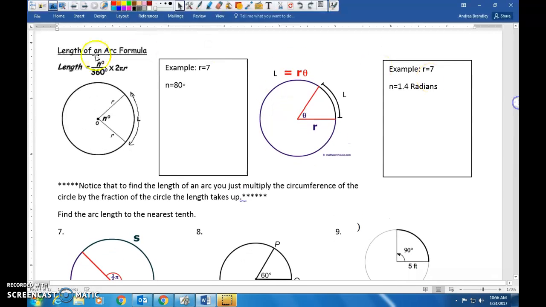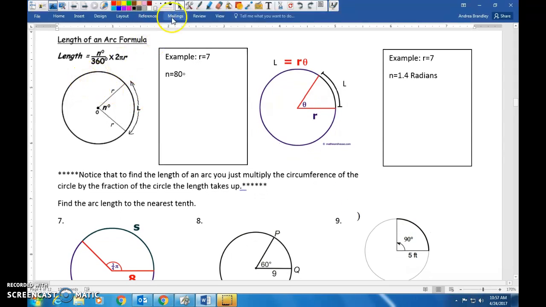The first formula on this side is using degrees, and then the formula over here is using radians. So I'm going to start by looking at the degree formula. And I notice right off the bat that in this arc length formula, I have 2 pi r, which I happen to know is the formula for circumference. So that's kind of interesting.